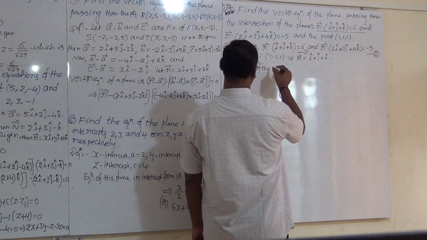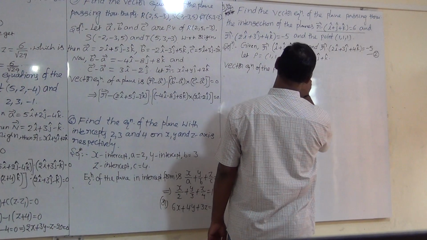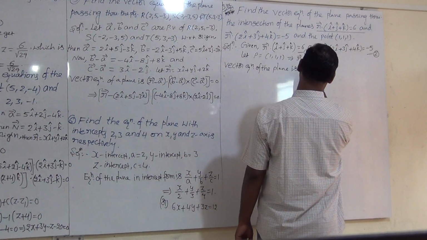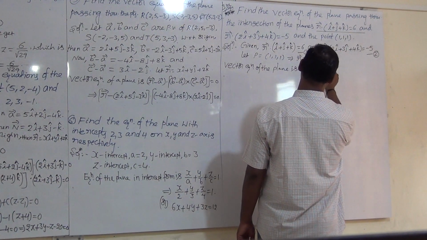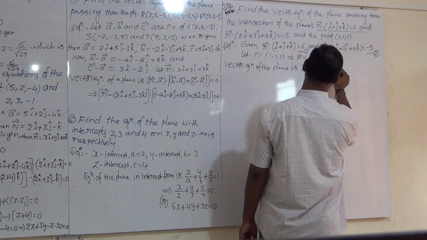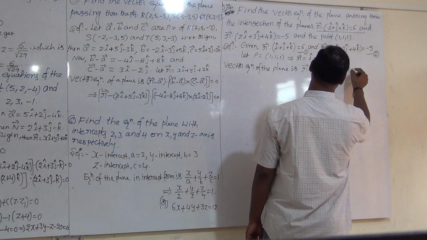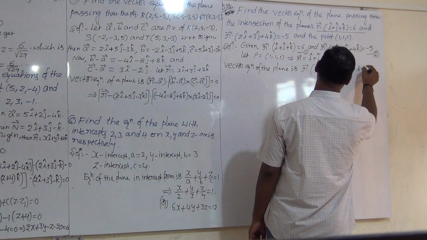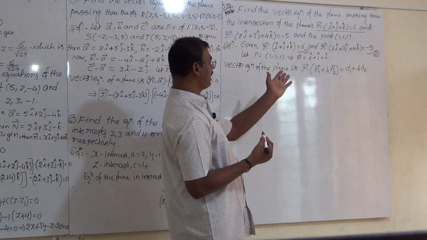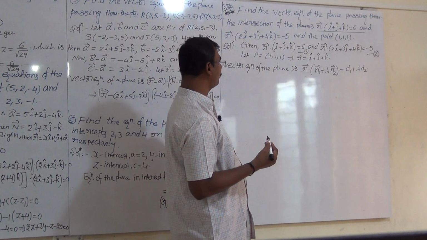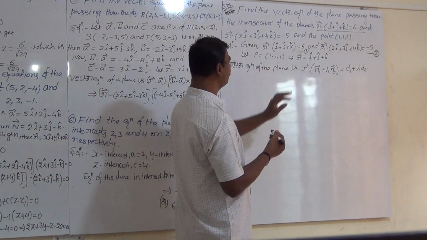The vector equation of the plane is, remember all of you, once again I repeat: r bar dot (n1 vector plus lambda times n2 bar) equals d1 plus lambda times d2. Now substitute n1 vector, n2 vector, d1, d2.